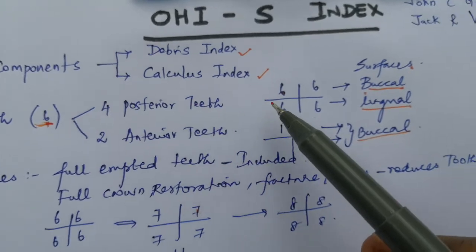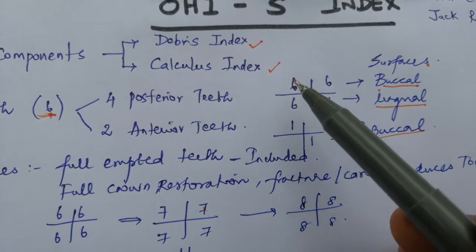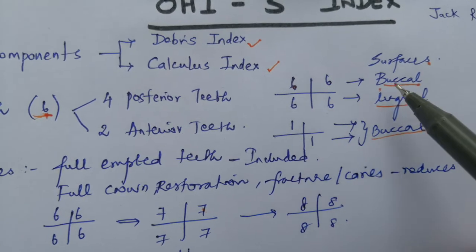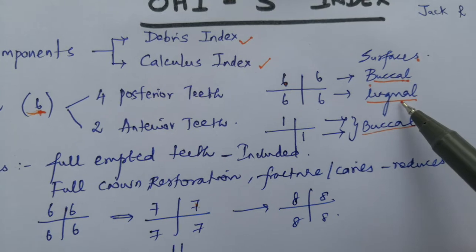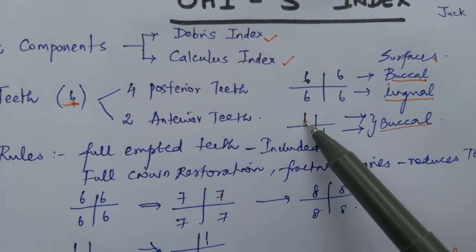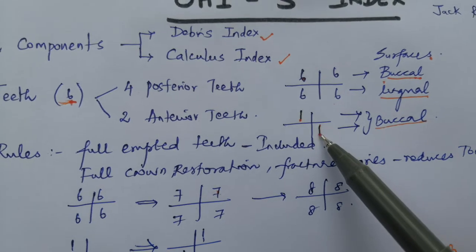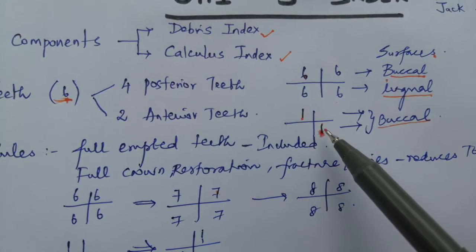What are the 4 posterior teeth? All the first molars. But for the upper first molars, you will see the buccal surface. For the lower first molars, you will see the lingual surface. Coming to the 2 anterior teeth, one is in the first quadrant and the other one in the third quadrant. That is 11 and 31.